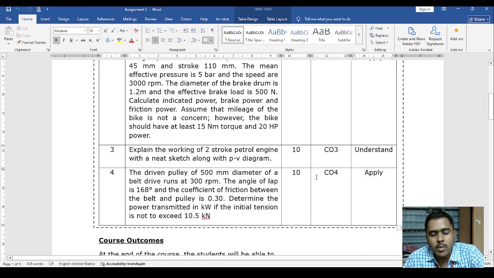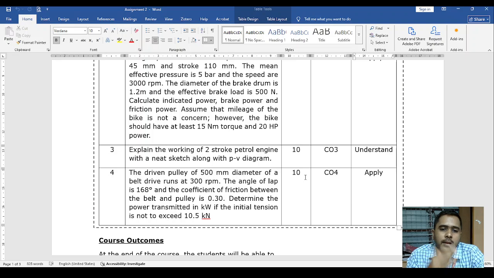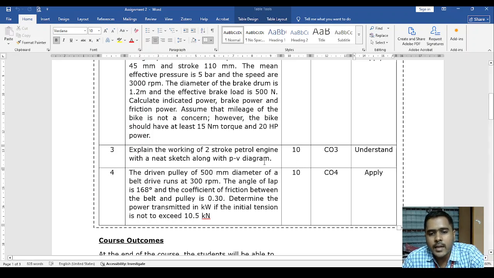And this question is about explaining. So if the student remembers the concepts, and if they are able to explain the working of a petrol engine with a neat sketch and with its related PV diagram, then we could categorize this under the understand category, since this does not involve any new scenario being involved here.